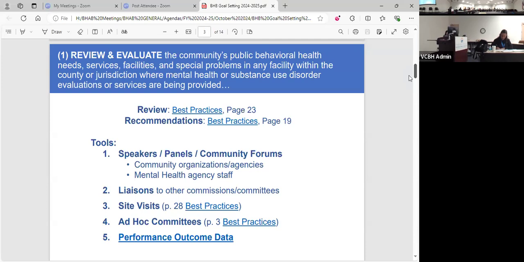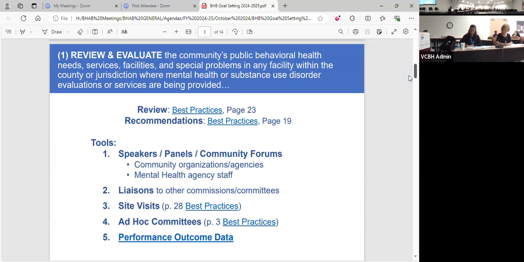And community forums are another way to review and evaluate. So basically, you are a public board, so you need to have agendized meetings that are posted in advance and they need to be open to the public. So you could call it a community forum though, just to get the community's interest and put it out there on flyers, things like that, on what topic it is. So you're bringing more and more people that are interested in that topic to the table.